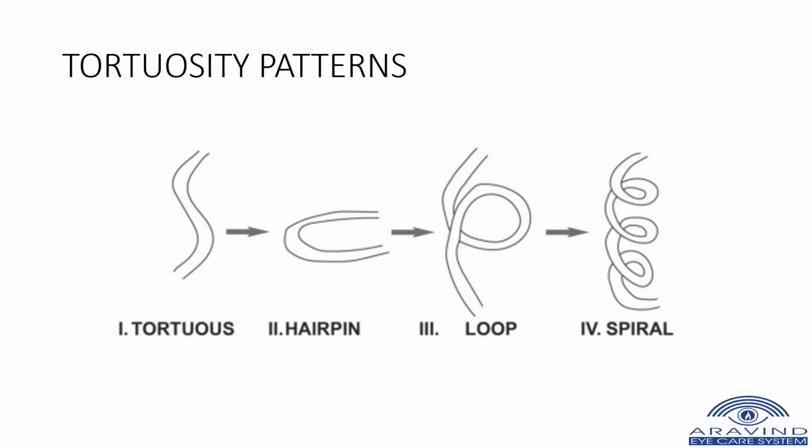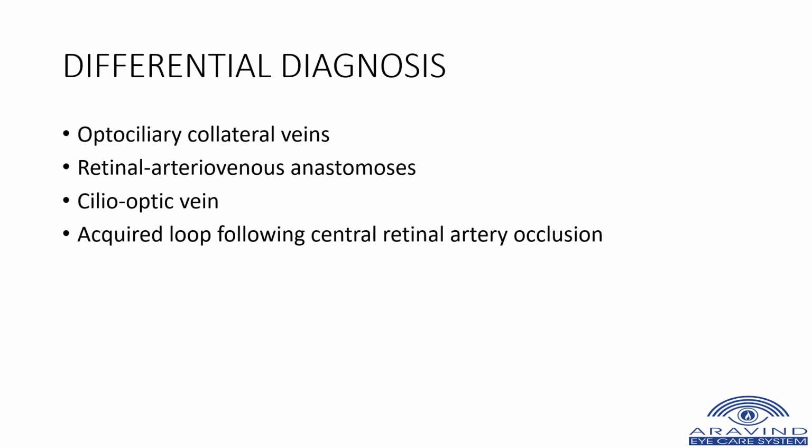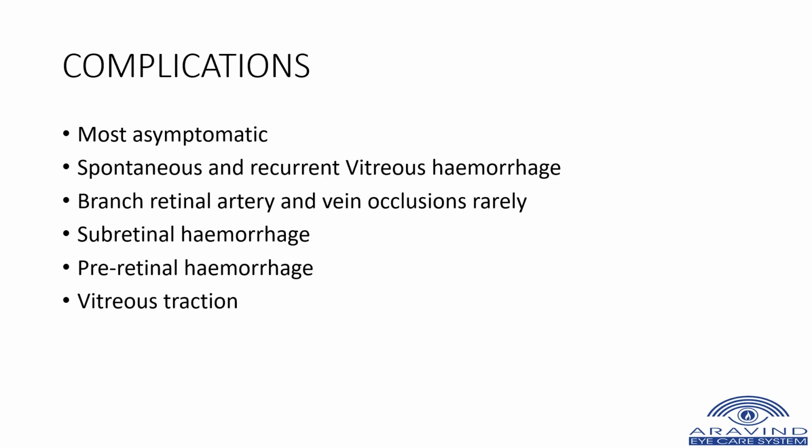The differential diagnosis for this condition includes optociliary collateral veins, retinal arteriovenous anastomosis, cilioretinal vein, and acquired loop following central retinal artery occlusion. Coming to the complications, most of these patients are asymptomatic. Spontaneous and recurrent vitreous hemorrhage can occur. Branch retinal artery and vein occlusions can occur rarely. Subretinal hemorrhage and preretinal hemorrhage can occur sometimes, and vitreous traction can be seen in some cases.